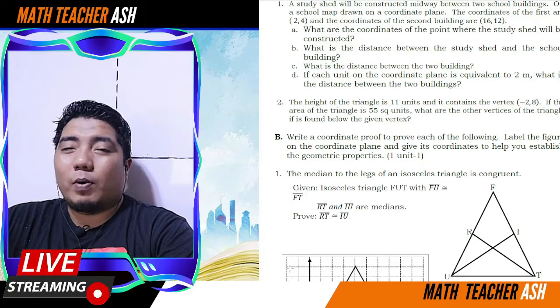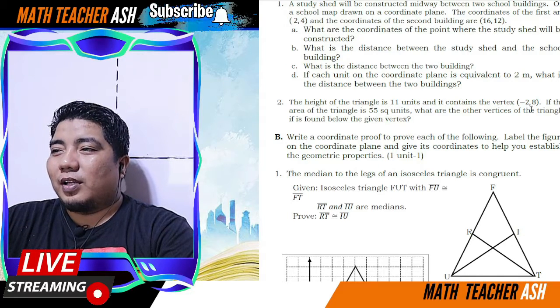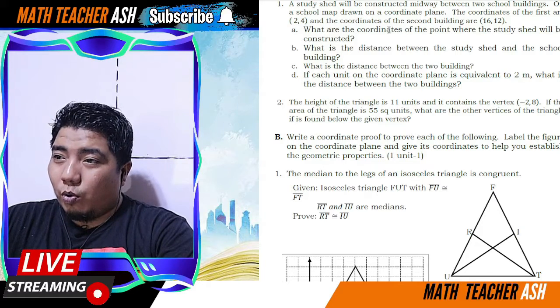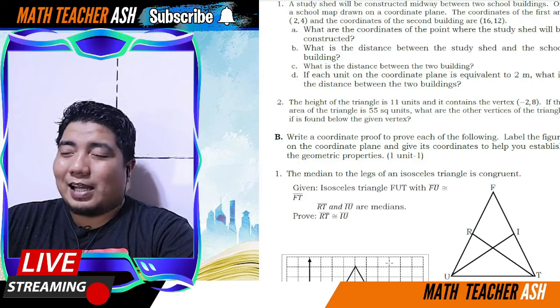Okay, so pwede kang gumawa dito ng isang right triangle. Okay? So, the vertex is here or the top. So, that is negative 2, 8. You go 11 units below, since that is the height.